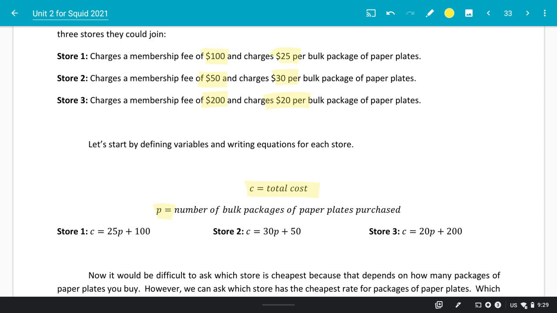We're almost done. Store 1, C equals 25P plus 100. Store 2, C equals 30P plus 50. And store 3, C equals 20P plus 200. Which one has the highest rate of change? Raise your hand. Which one has the highest rate of change? 30P, store 2. Which one has the largest initial value? Store 3. It's pretty easy to compare once they're in the same form, isn't it?